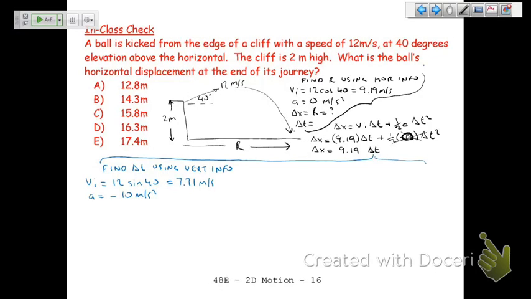And again, let's think about this journey. This journey goes up and comes back down. So I want to find the time for the entire journey, so let's start there and end there. And for this, delta x is not equal to 2 meters. What is delta x equal to? Minus 2 meters. It's a displacement, and the direction matters critically.